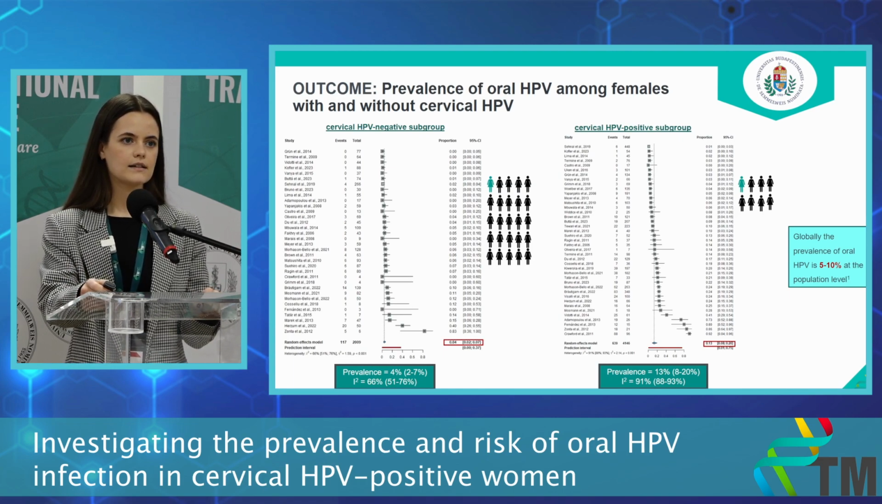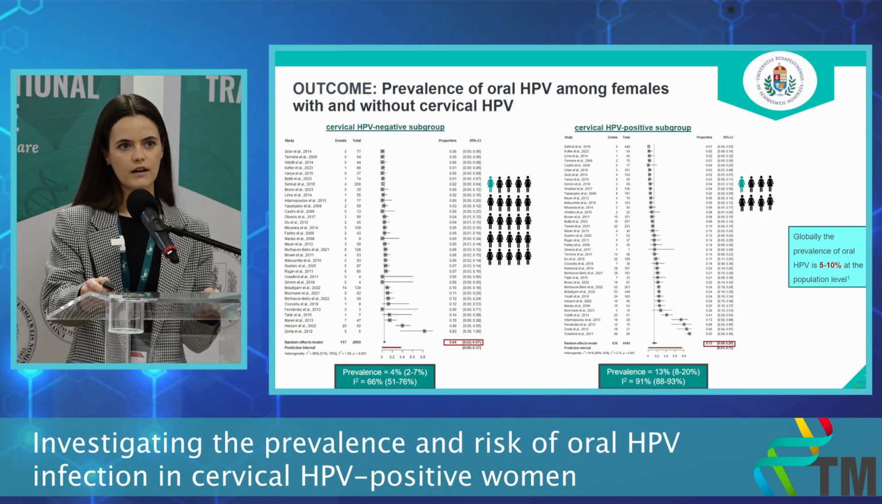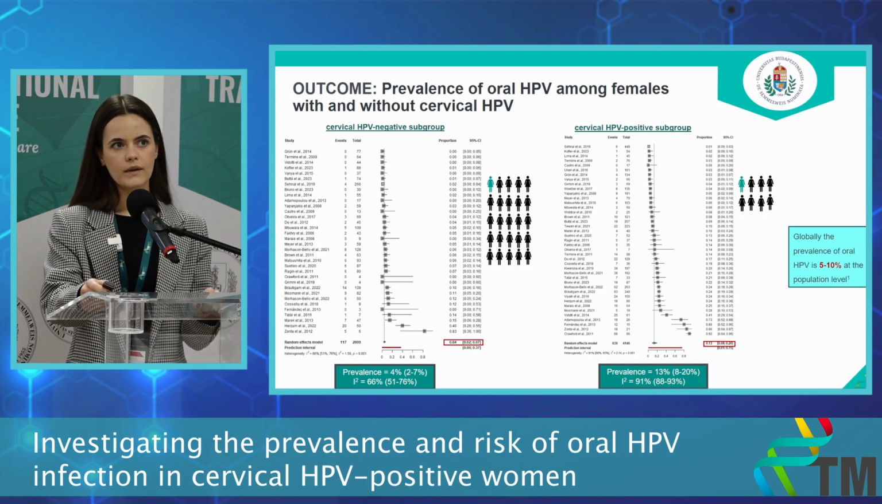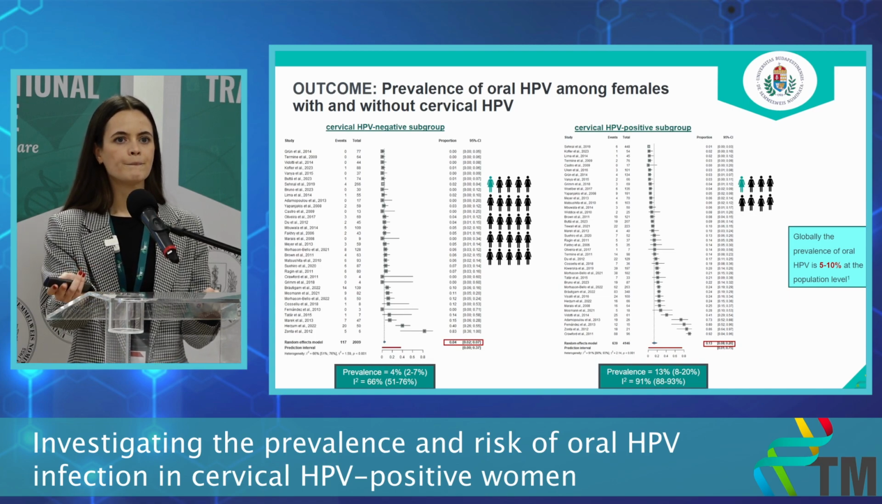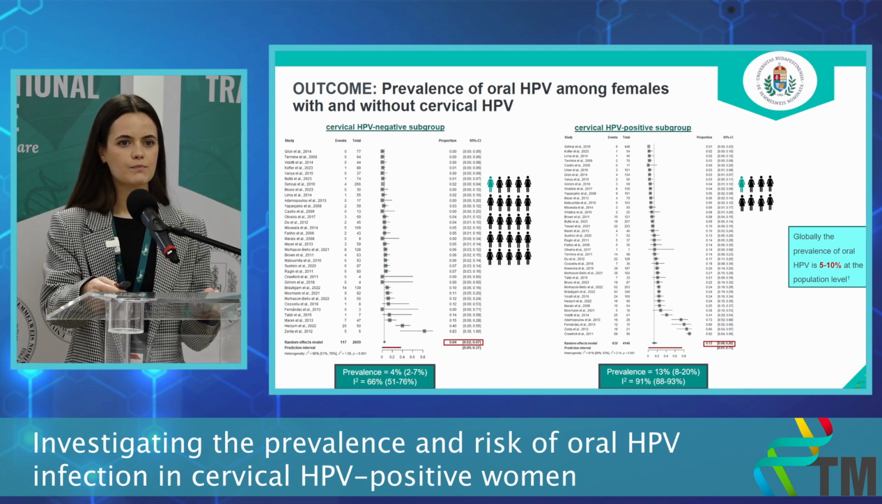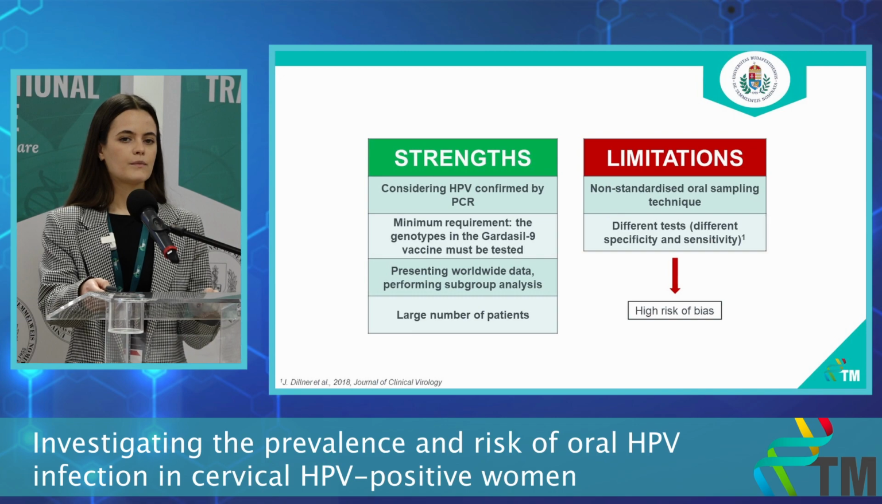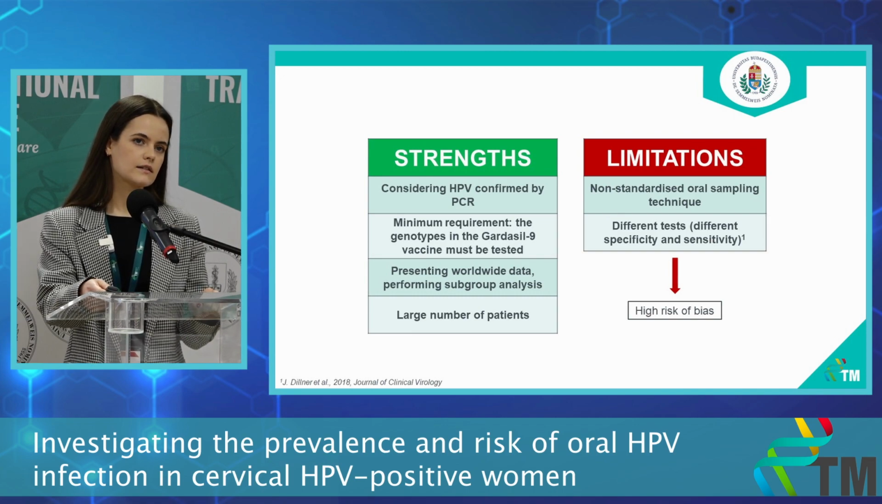And our result is that the prevalence of oral HPV among females without cervical HPV is 4%. And the prevalence of oral HPV among females with cervical HPV is 13%. Our result is clinically significant. As you can see, according to the international literature, the oral HPV carriage is between 5 and 10%.